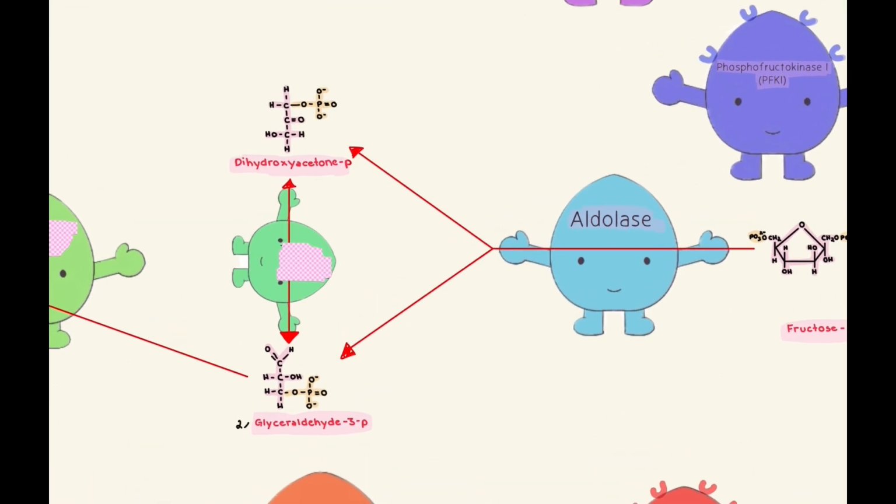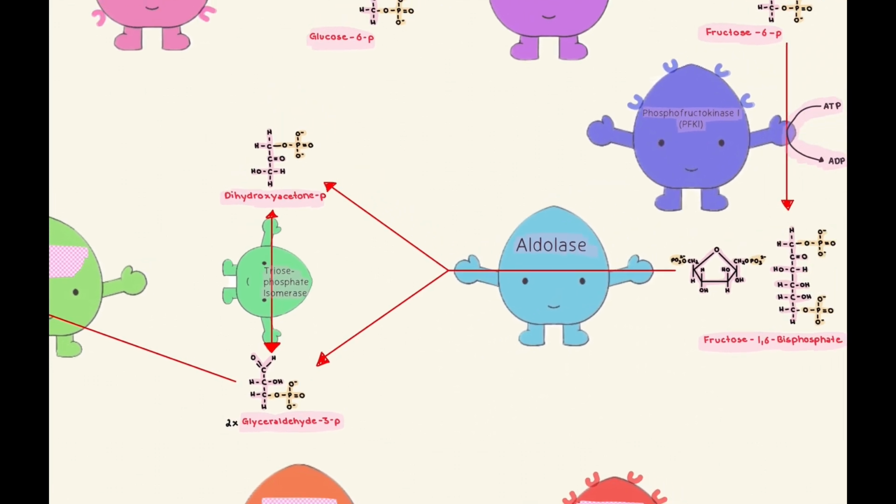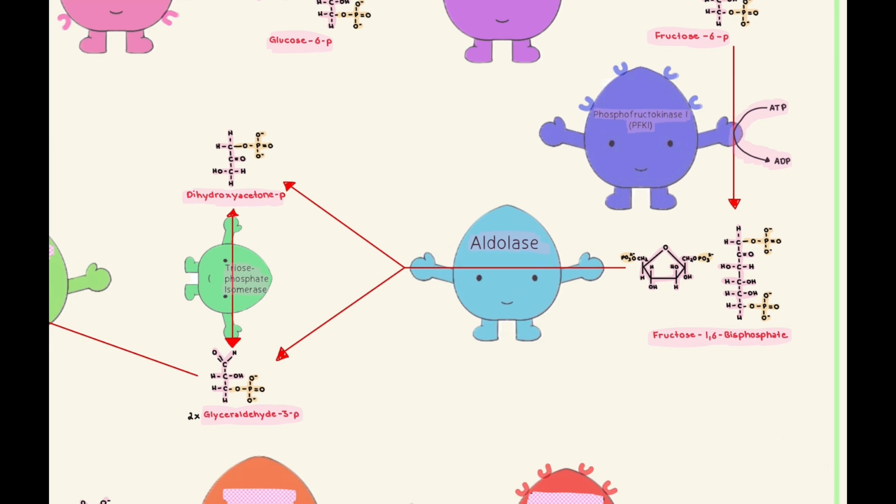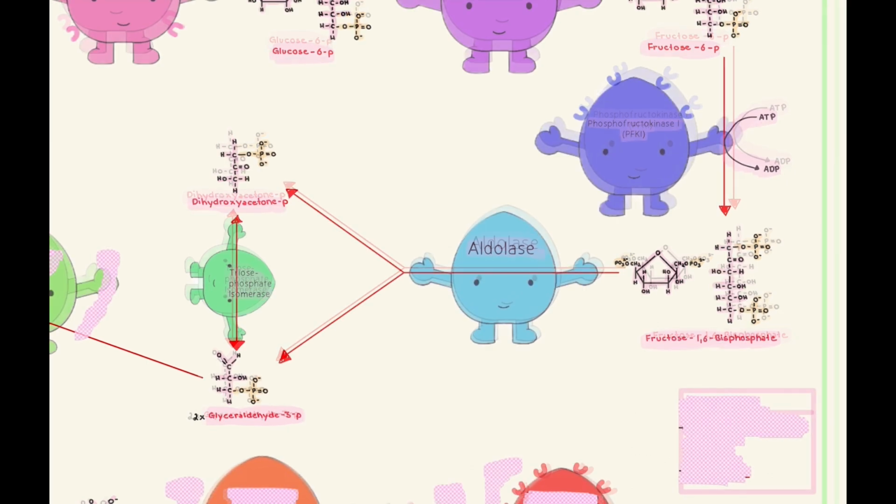Dihydroxyacetone phosphate in the process of glycolysis has to be converted into glyceraldehyde 3-phosphate to be further used in the process. This is facilitated by triose phosphate isomerase, which marks the isomerization of dihydroxyacetone phosphate. Therefore, two glyceraldehyde 3-phosphate molecules will partake in the next steps. This step is called the isomerization of dihydroxyacetone phosphate.